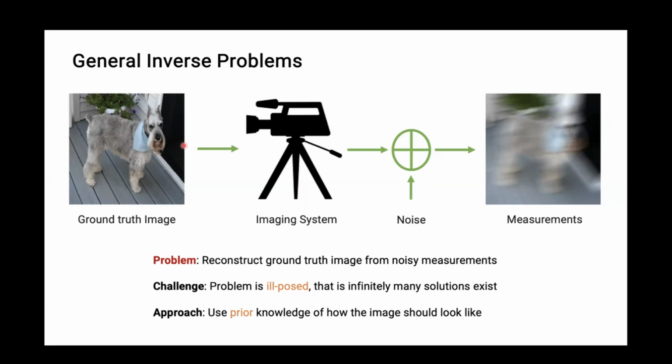The difficulty for these problems is that they're ill-posed, meaning given this image, it's not clear that this is the only image that's consistent with these measurements. There are potentially infinitely many solutions. So one approach is to use prior knowledge of how natural images should look to try to find a likely image that is consistent with this measurement. So this is generally the goal of inverse problems.